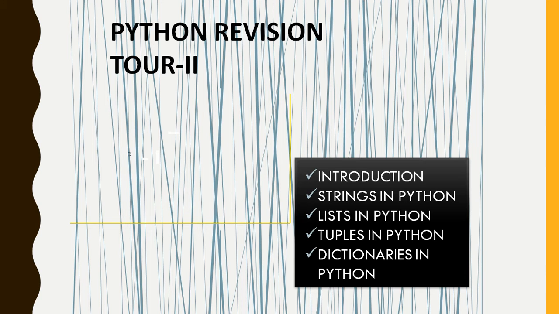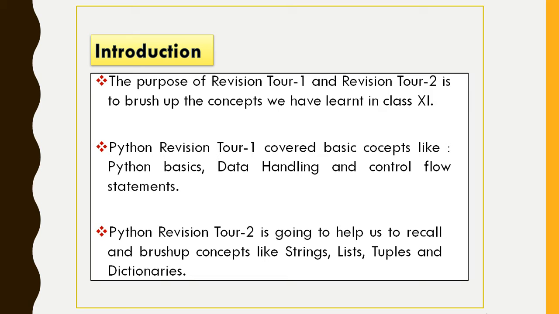We have finished the Python revision tour 1, and in today's class we'll discuss Python revision tour 2. In this revision tour 2, we would like to cover the introduction part, the sequences like strings, lists, tuples, and of course the mapping available, that is dictionaries in Python. The purpose of revision tour 1 and revision tour 2 is to brush up the concepts we have learnt in class 11th.